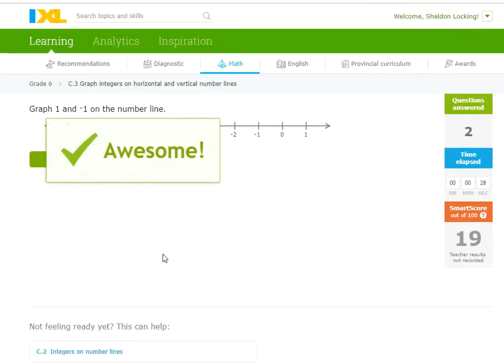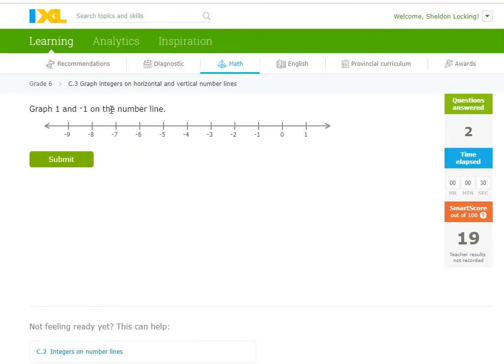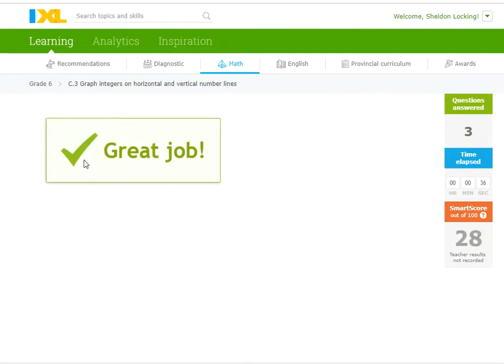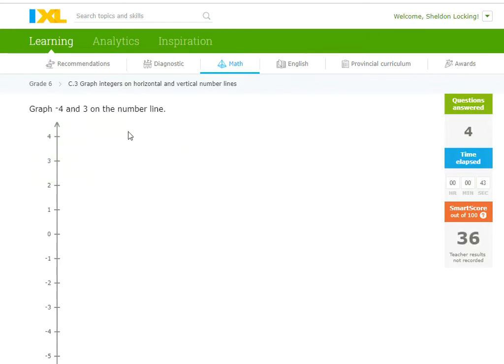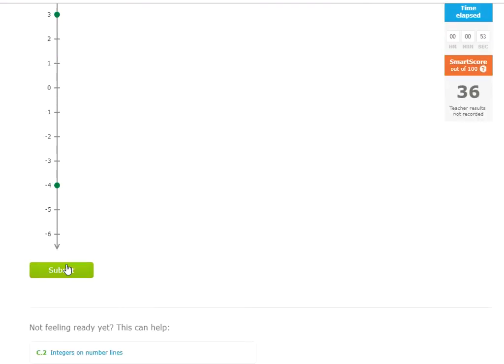Okay. 1 and -1, so there's -1, there's 1. And 3 and -3, so there's -3, there's 3. Just want to get a vertical one. Yeah, there you go. So -4 and 3. So there's 3, positive. 2, 1, 0, -1, -2, -3, -4. Okay, there you go.